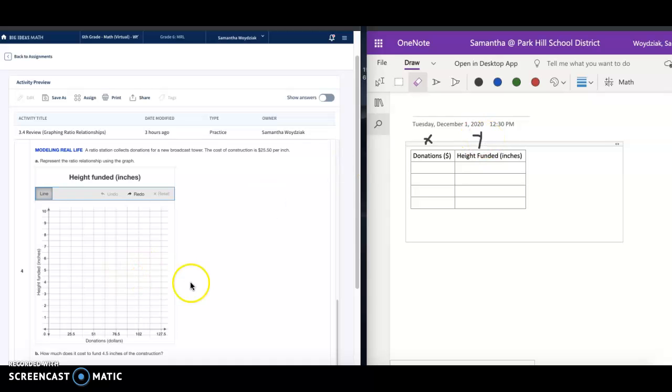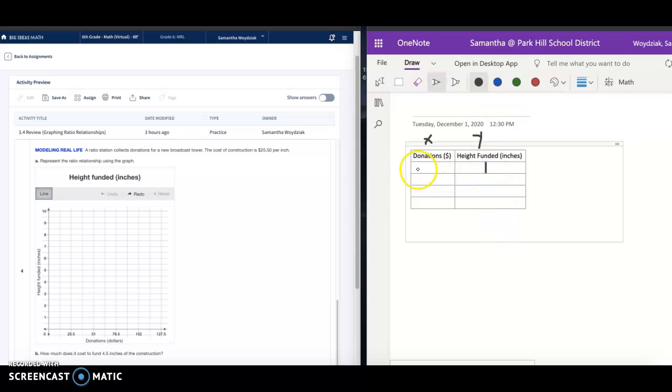I did that because when I looked down here at the graph, the donations is along the x-axis. So since the donations is along the x-axis, I have to keep those numbers, the donation numbers, the dollars, represented by X. And then the same thing over here, the height funded is along the y-axis, so I have to keep all of those under the y column. It says $25.50 per inch, so I know that the 1 inch goes over here.